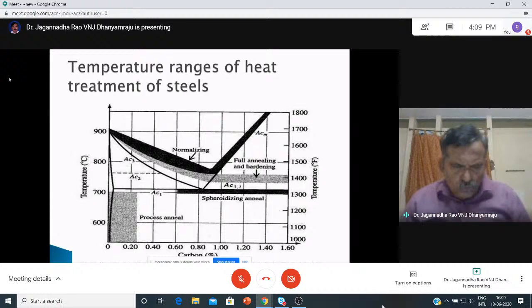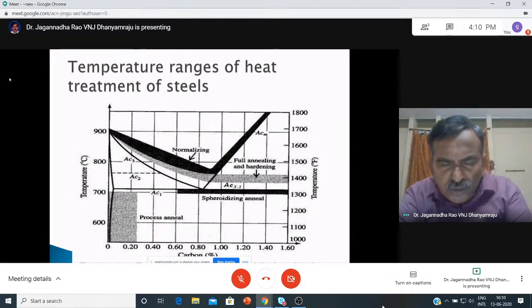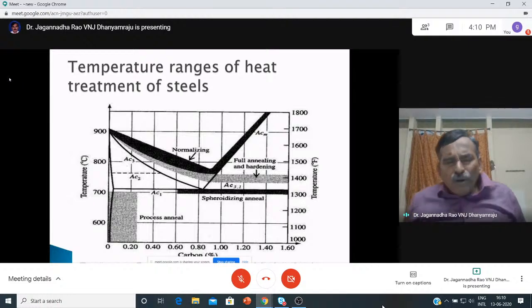Not only cutting tools, for example, you take loco wheels. Loco wheels are subjected to abrasion, so they also should be hardened. So that is why hardening is very important. However, the hardness obtained by cementite is not sufficient. That means high carbon steels are not sufficient for cutting tool applications. So we want still more hardness when compared to high carbon steels. For that we have to harden the steel.